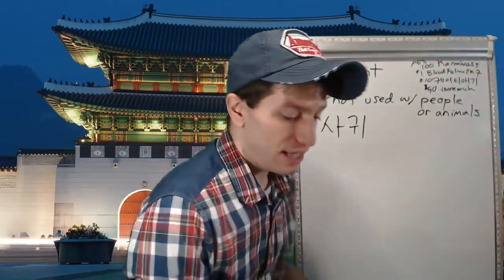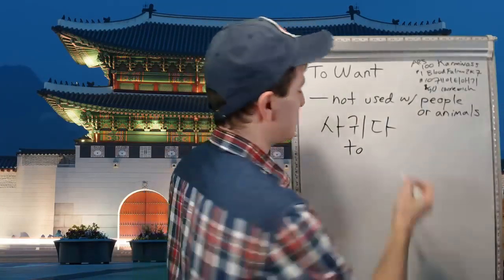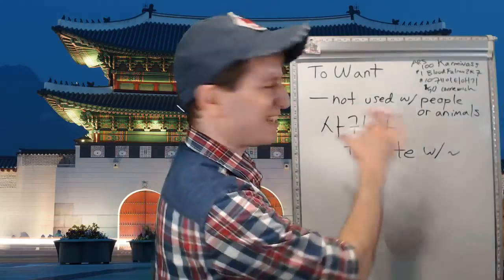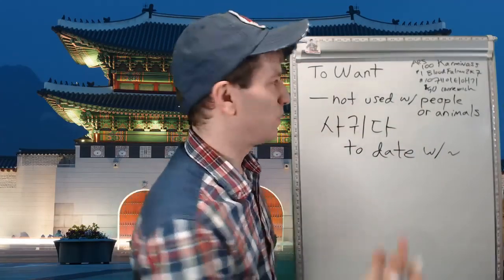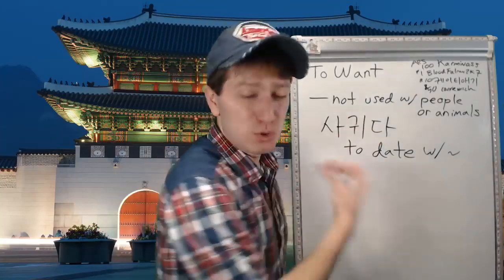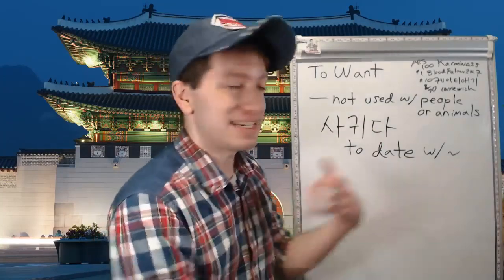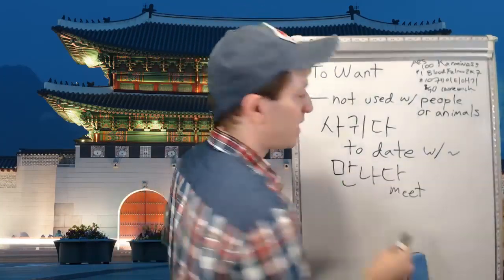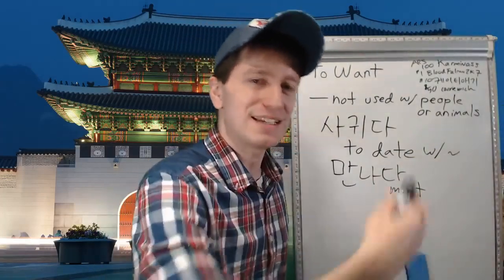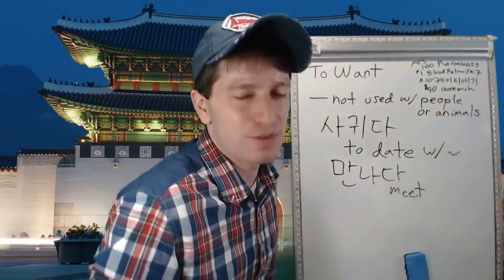People are done with 사귀다. An easy way to think of this is just as to date. So you're not going to say you want to have a boyfriend with 가지다 or 있다. But you could say literally you want to date or 만나다 to meet. 사귀고 싶어요 if you want to date a boyfriend, like you want to have a boyfriend is what we'd say.